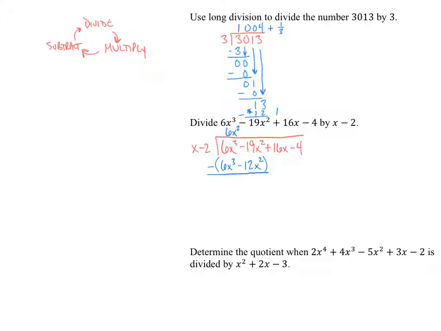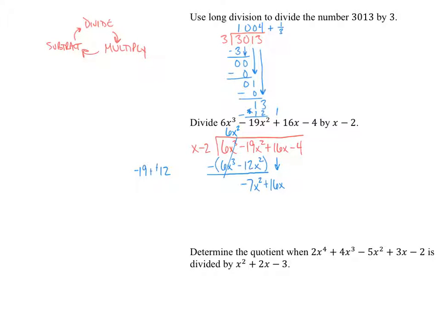Okay, so 6x cubed minus 6x cubed is 0. Those should cancel. Like we just talked about with numbers, when we're doing this with division, these will always cancel unless you've made a mistake, so that has to happen. But we do have to do negative 19x squared minus negative 12x squared, which we may want to do keep change for just to make this a little bit easier to visualize. So negative 7x squared. And then we're going to bring down our next term.